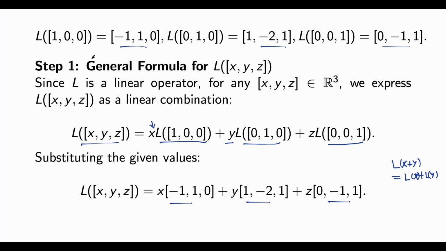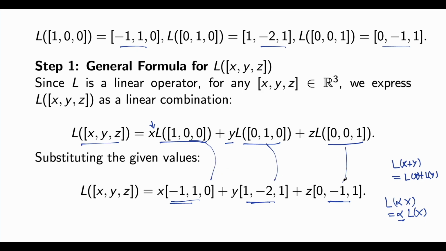Because any vector can be written as a linear combination of these. So now if you apply L on it, alpha will play the role of x, beta will play the role of y, gamma will play the role of z. Then you take them out and the linear transform is applied inside. L of (alpha x) is equal to alpha times L of x. Using this linearity property we can write it, and these values are already available.